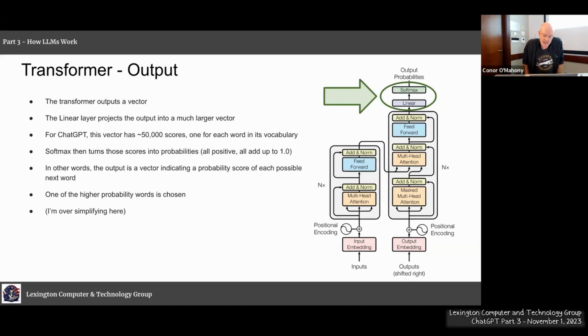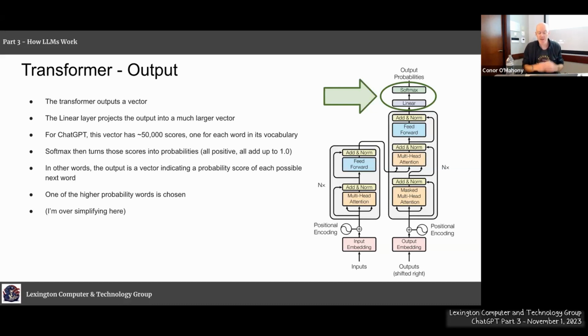And then we've got a step here, the linear layer. What it does is it projects that vector onto a much larger vector. For ChatGPT, this vector has more than 50,000 scores that come out. One score for each word in its vocabulary. And then there's a function that essentially turns that score into a probability.